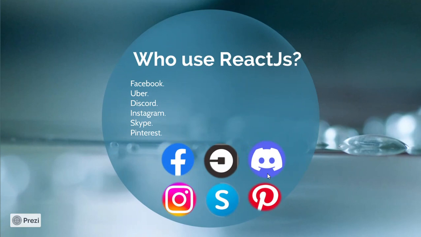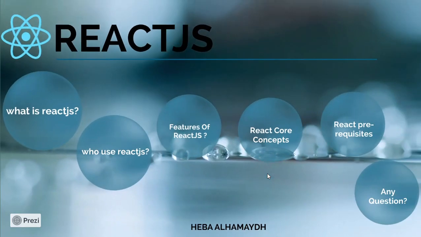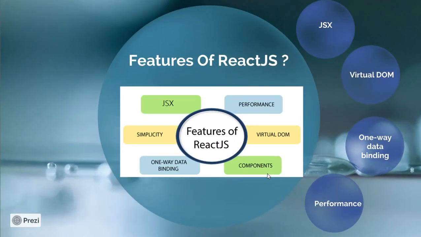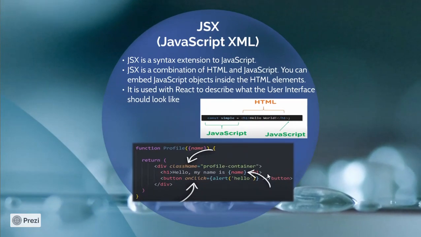Moving on and see some applications that use React, such as Facebook, Uber, Discord, Instagram, Skype, and so on. Let's explore some of the core features of ReactJS. As we see here in the picture, some of the features of ReactJS: JSX, performance, virtual DOM, components, one-way data binding. Let's understand these features in detail.